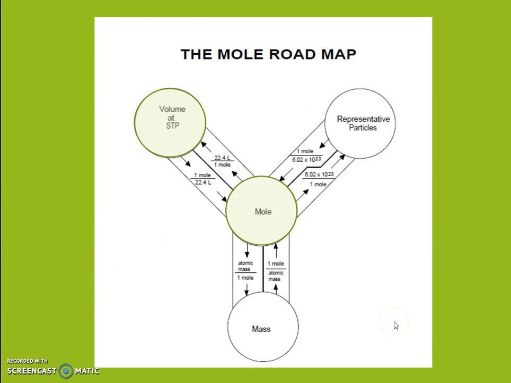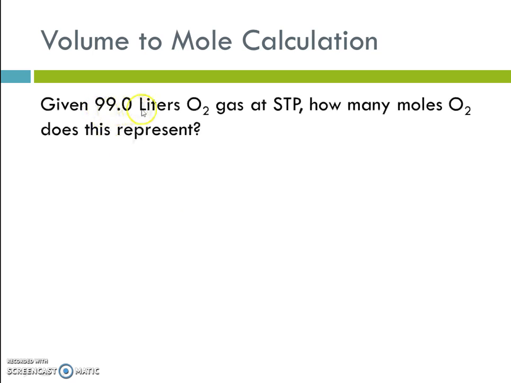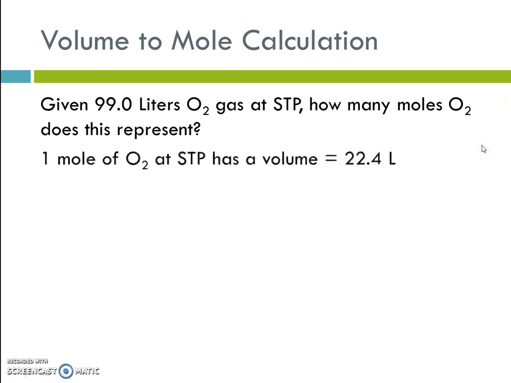Going back to our roadmap, now we're going to again go back and forth between volume and moles. So in this case, we're going to do a volume to mole calculation. Given 99.0 liters of oxygen at STP, how many moles of oxygen does this represent? Our fact is still 1 mole at STP is a volume of 22.4 liters.